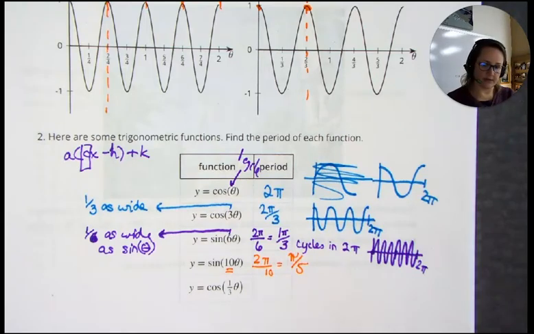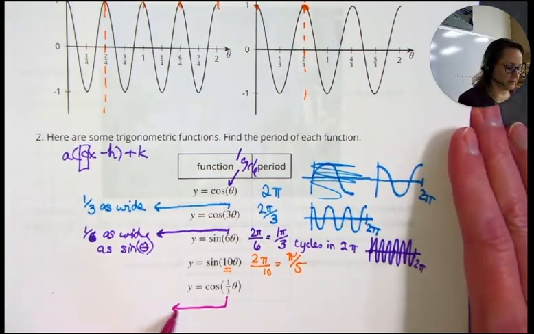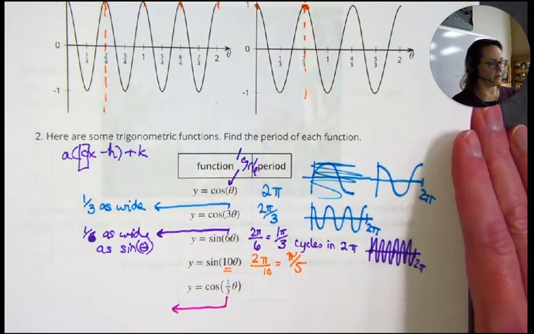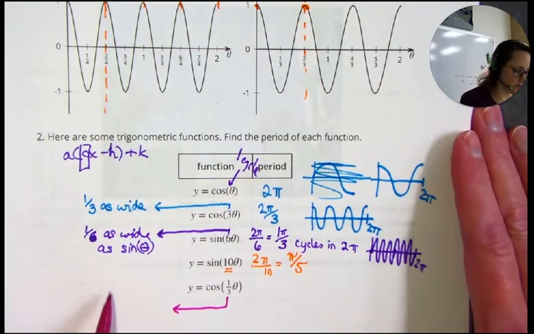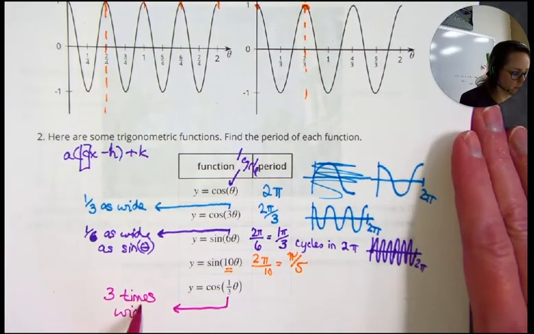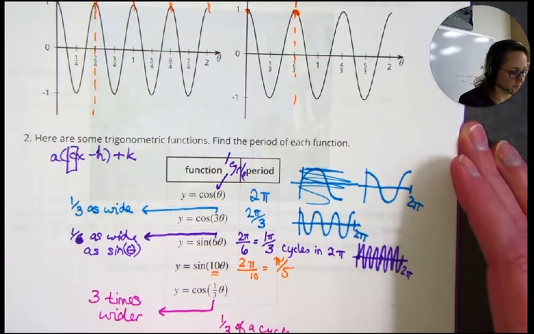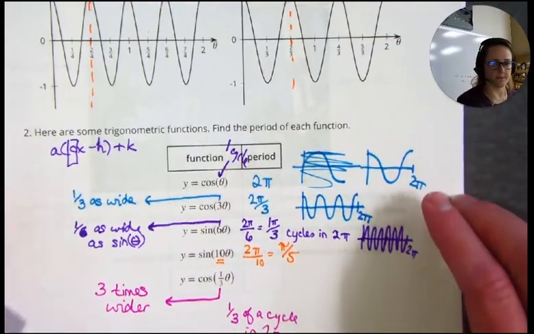Now our last guy here does something a little bit different. Notice this time it's got a fraction in here, and so this 1/3 of theta is going to stretch it 3 times wider. It's going through 1/3 of a cycle in 1 trip around the unit circle.